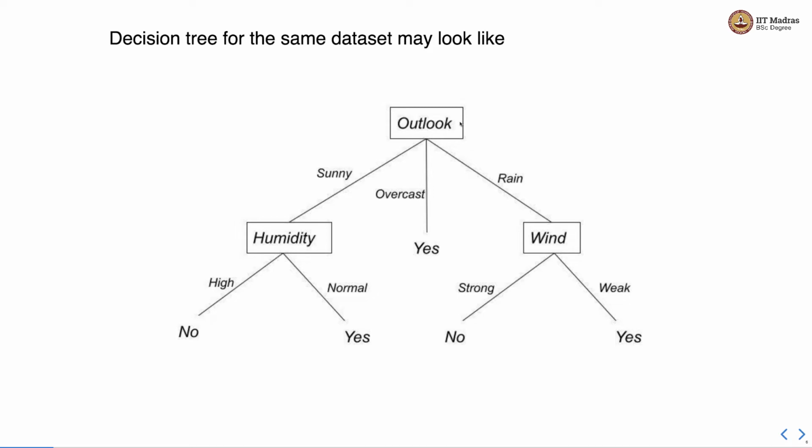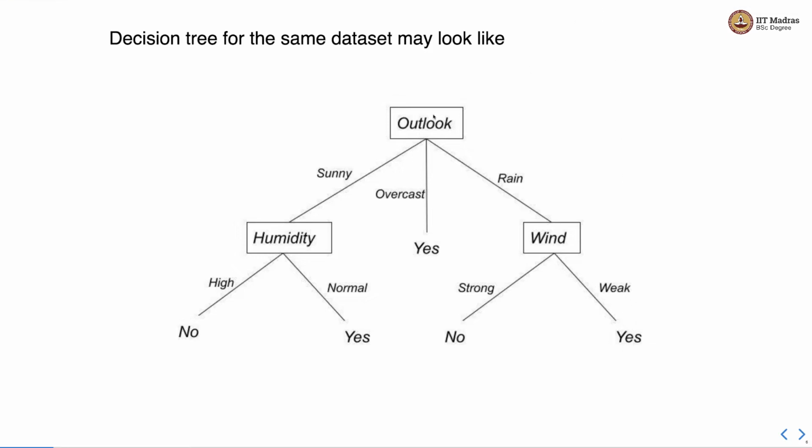We first check the outlook. If the outlook is overcast, we decide to play tennis. If outlook is sunny, then we check the humidity. If humidity is high, then it's no. And if humidity is normal, we decide to play tennis. If outlook is rain and there is a strong wind, there is no point in playing tennis. But if wind is weak, then yes, we can play tennis.